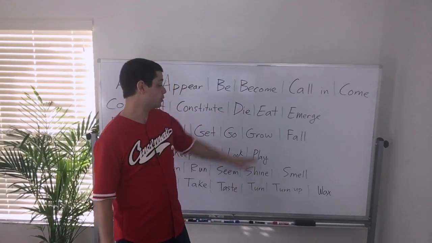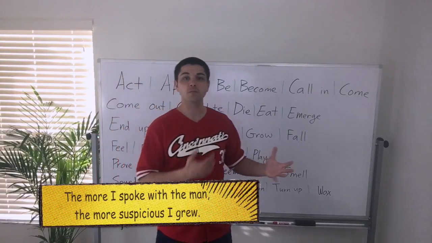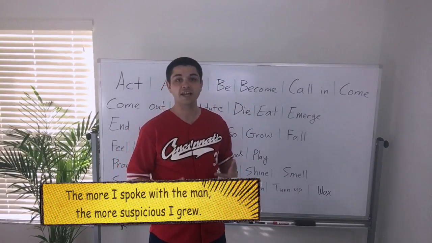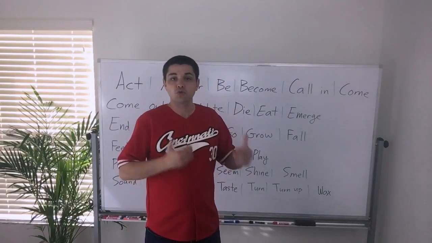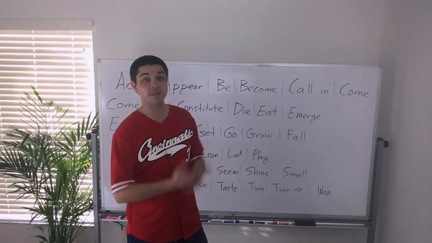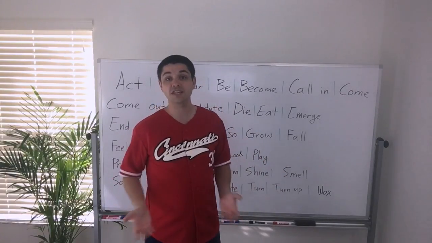And here's another example. To grow. For example, the more I spoke with the man, the more suspicious I grew. Now, to grow suspicious, we could also say to become suspicious. They're the same. But we have the verb to grow that we can use in this way.